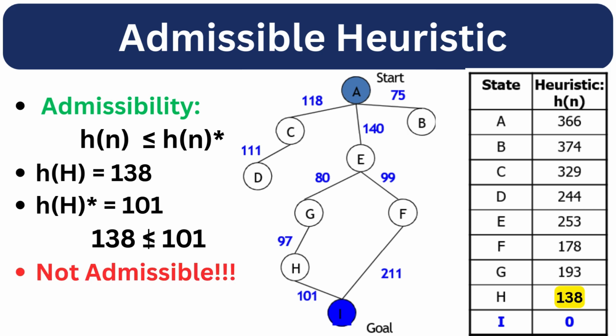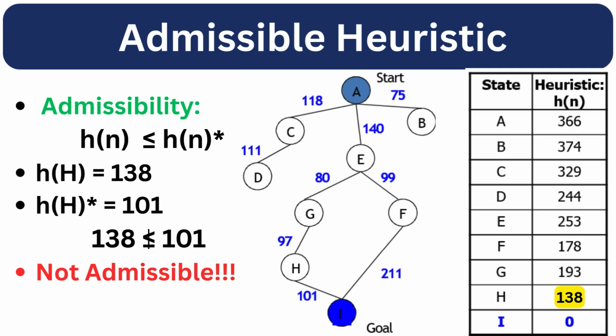Now let's see the other case where we modified the heuristic value of the H node from 98 to 138. Now the heuristic value is 138 and the actual cost from H to I is 101. Now 138 is not less than or equal to 101. Hence the heuristic function is not admissible.